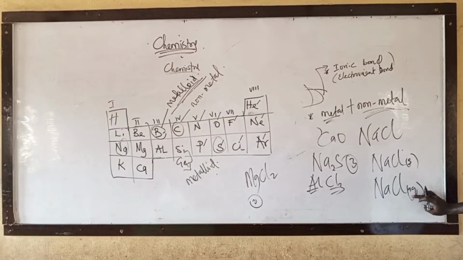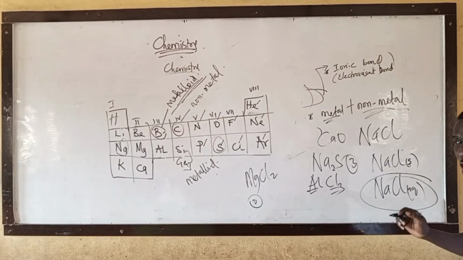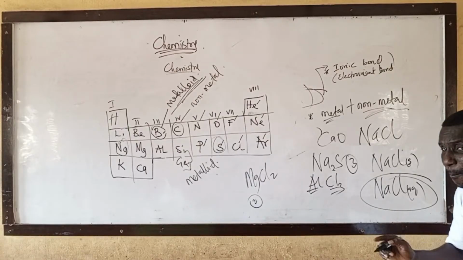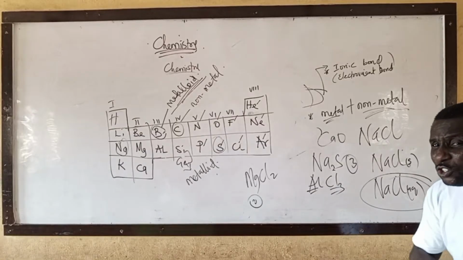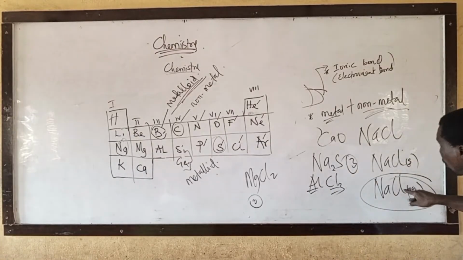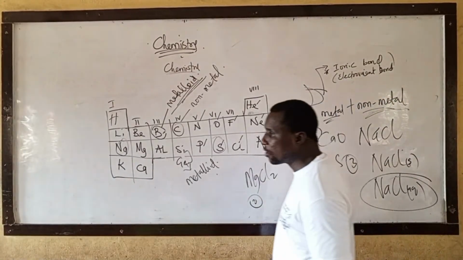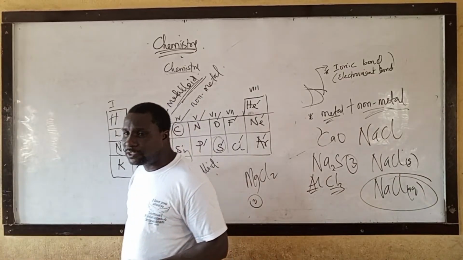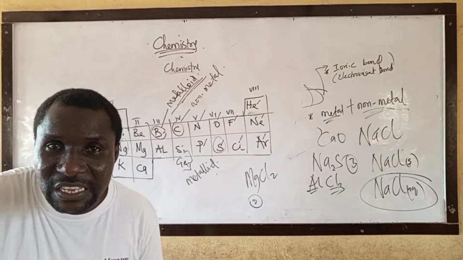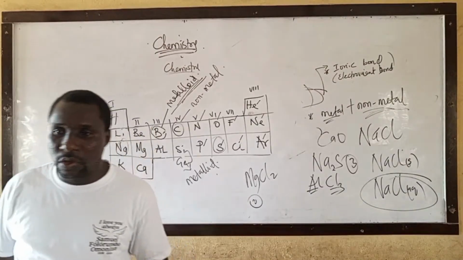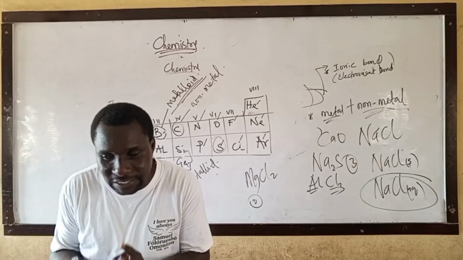Between these two, which one can conduct current? This one. That means an ionic compound cannot conduct current in solid state. They can only conduct current in aqueous form. Write it down: ionic compounds conduct current in aqueous state. In the solid state, they can't conduct current.